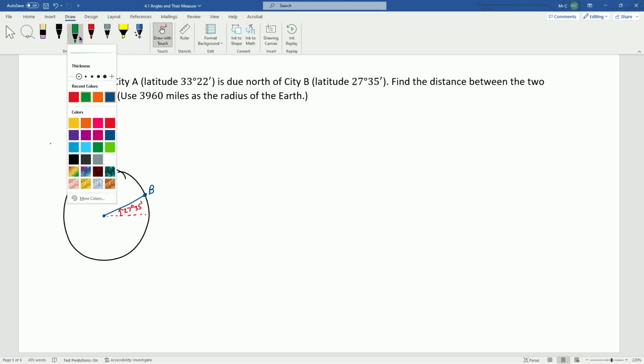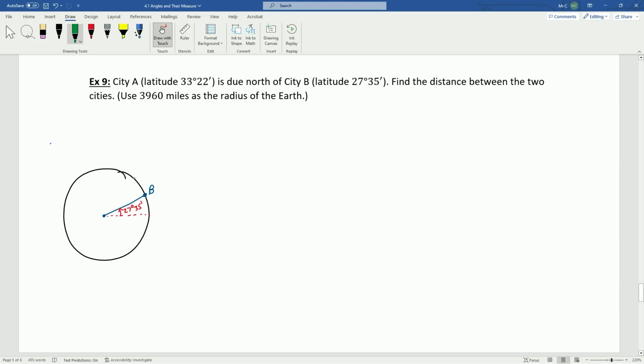And city C, or city A, I mean, I'm getting my cities all confused. City A, that angle with the equator is 33 degrees and 22 minutes. So what do we want? Well, the question is asking for the distance between the two cities, but of course we can only travel along the edge of the planet here, so it's asking for the length of the arc between the two cities.